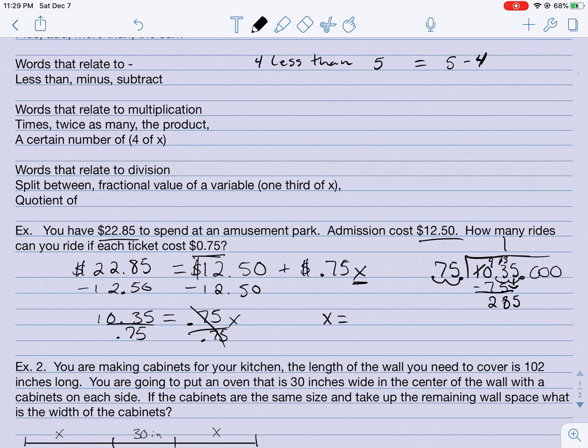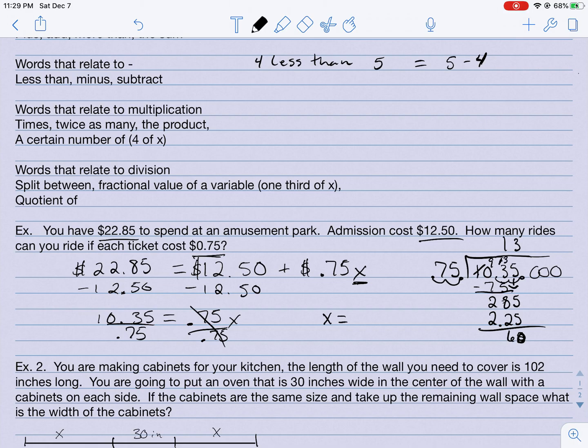75 can go into that. Let's see, would that be 3? 4 times would be 300, so that would have to be 3. 3 times 75 is 225. Bring this down. Then the difference is going to be just 60.